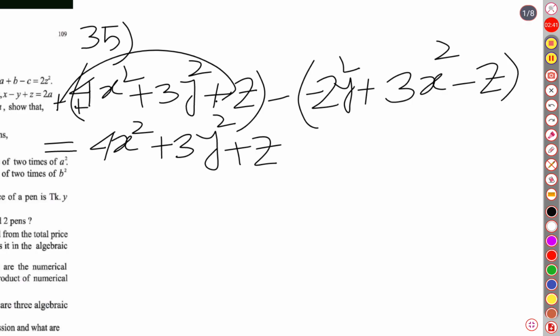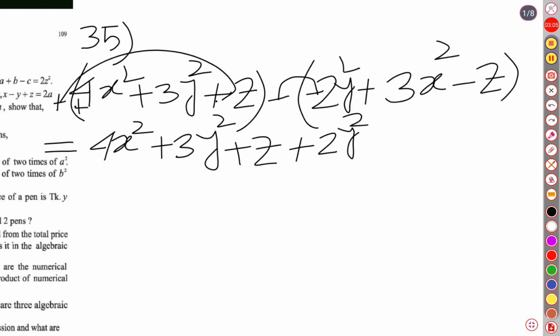Then let's talk about negative 2y square. In front of 2 there is a negative symbol, and outside the bracket there is also a negative symbol. As the symbols are same, there will be a plus symbol, plus 2y square. We should not forget that in the first step we don't do any addition or subtraction. We just remove the bracket.